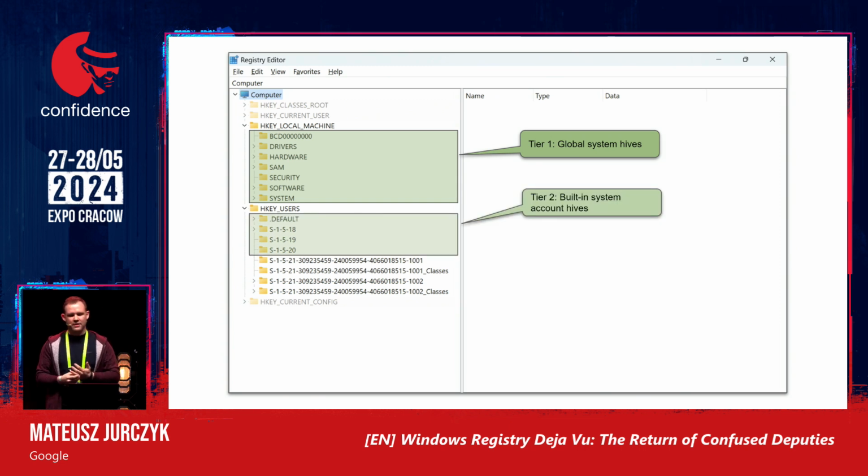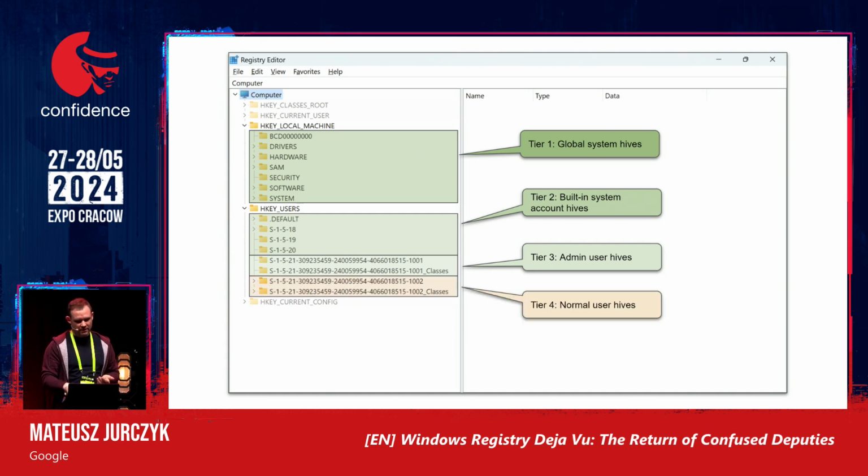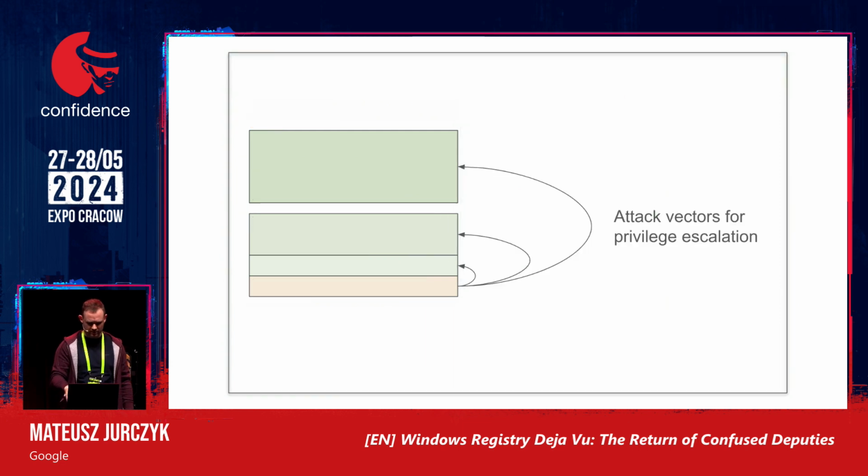Then you have hives corresponding to built-in user accounts such as system, which are also very privileged. Then you get the hives of normal users who have administrative rights. And finally, you have the user hives of users which have restricted privileges. So you have 4 different tiers, with the first 3 basically being very privileged and being equivalent to being able to compromise the system fully.